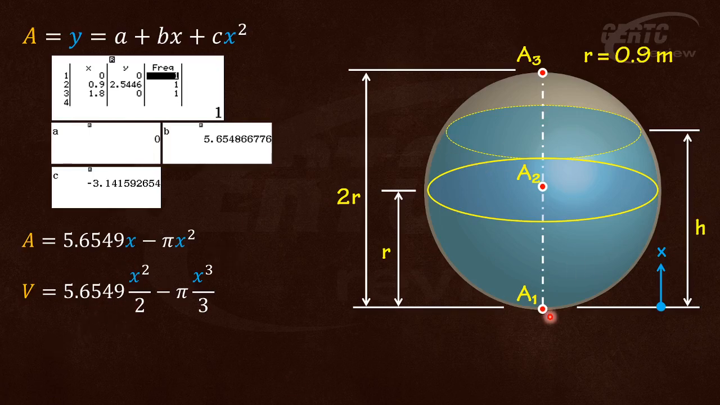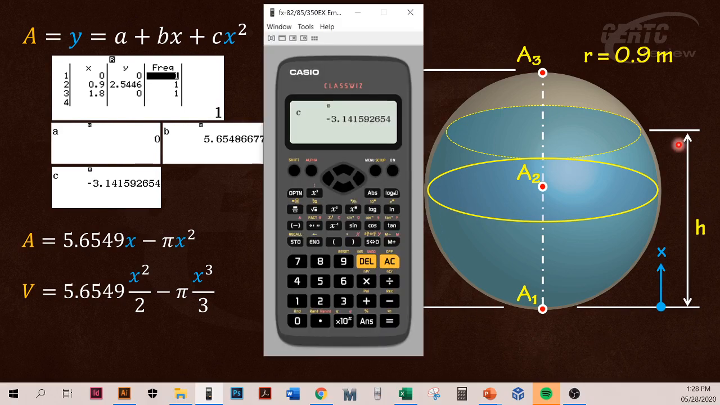You can check. When x is equal to 1.8, maybe I can show that to you so that you will really be convinced. Let's try that. Okay. When x is 1.8 meter, all right? 5.6549 times 1.8 squared divided by 2 minus pi times x cubed.